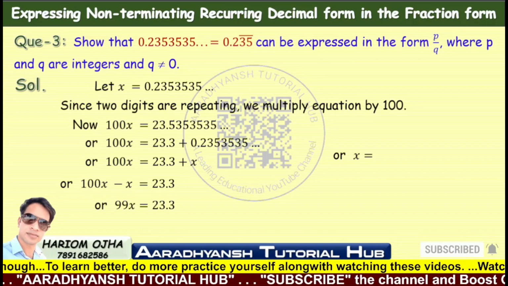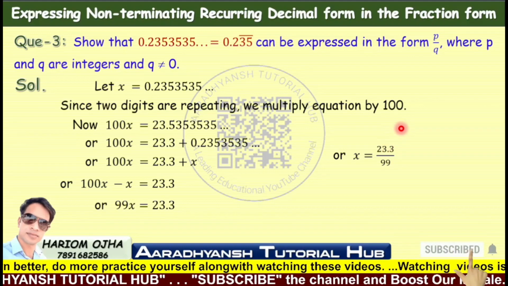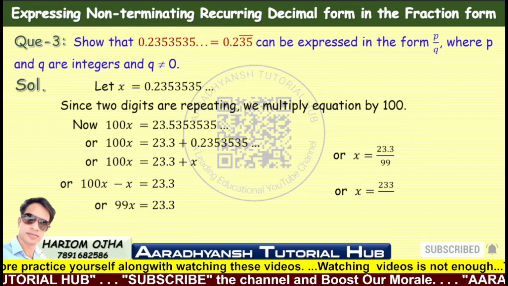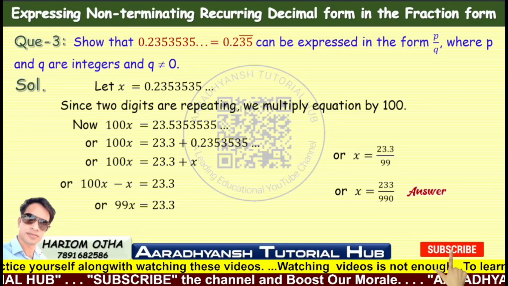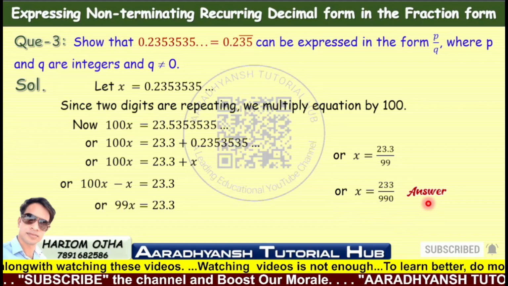We will get x equal to 23.3 upon 99. Now remove this decimal point and place a 0 here: 233 over 990. This is our final answer.